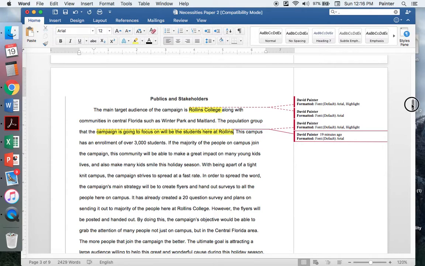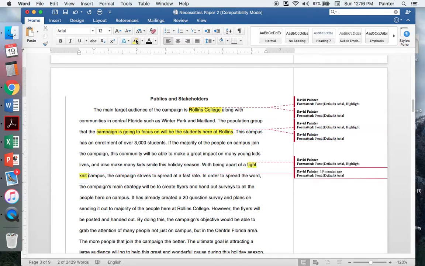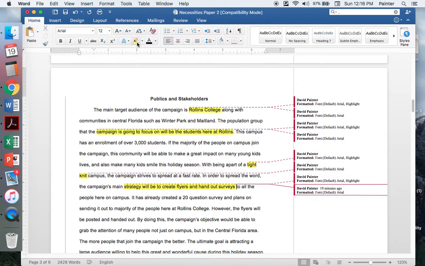And if it's the students, a tight-knit campus. Tight-knit is a colloquial expression. Campaign strives, so we're talking about a campaign. Surveys and flyers, that's all you're doing with the campaign then, right? No social media or anything else. A survey is not a campaign, right?